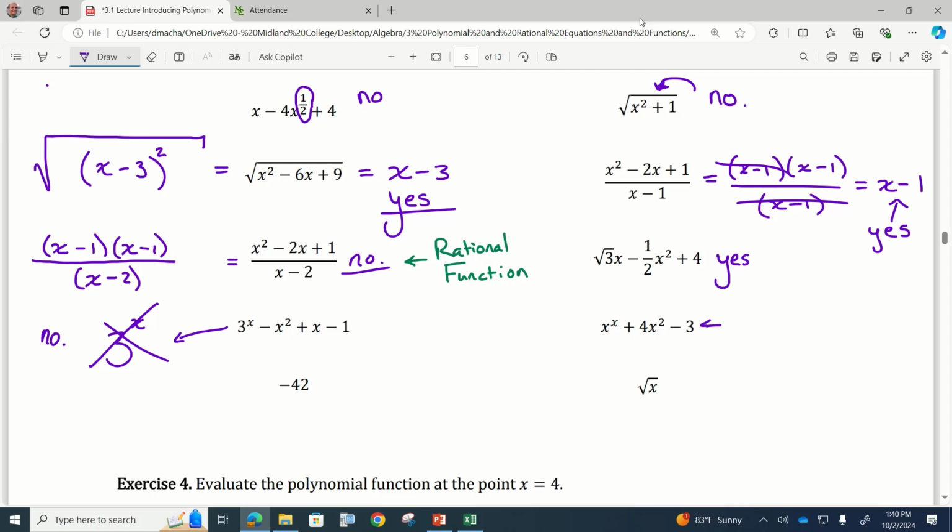What about this guy over here? Yes or no? No. Again, same reason. X to the power x is a perfectly fine function on its own, but it's not a polynomial function. And so this is not a polynomial. Negative 42, is that a polynomial? Yes. That's just a boring polynomial of degree 0. And is that a polynomial? No.